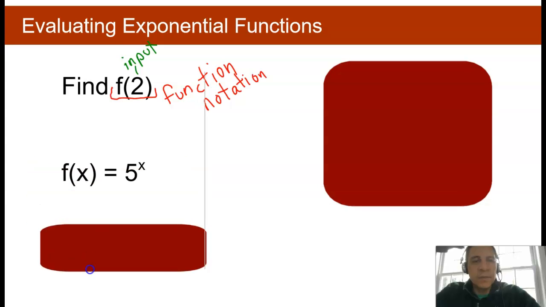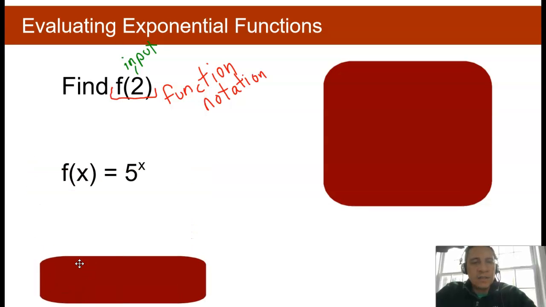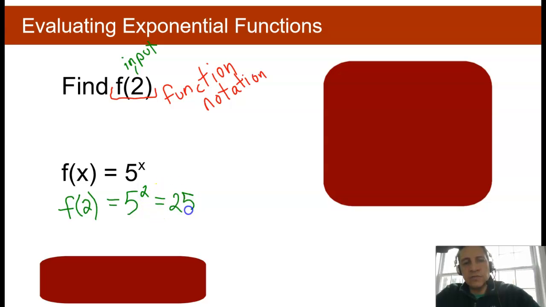So what does that mean? If f of x, again, there's my same function, it's named f. If f of x equals 5 to the x power, I want to evaluate that function when x is 2 according to my problem here. So f of 2 is equal to 5 to the second power, which is equal to 25, 5 times 5. This is an exponential function.